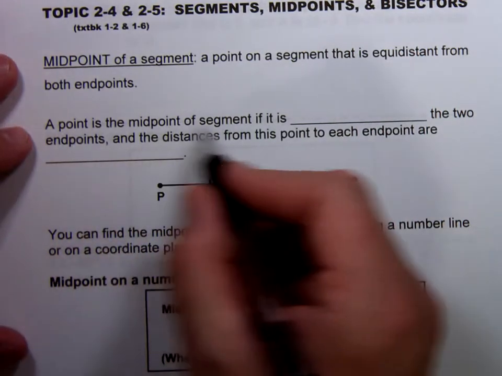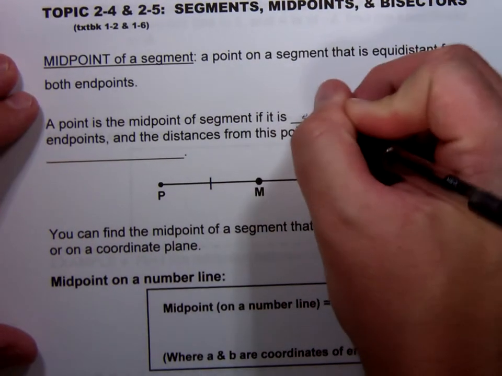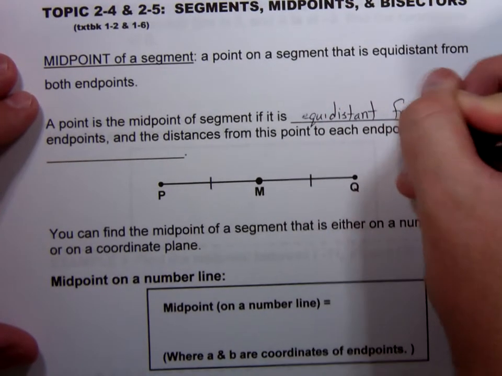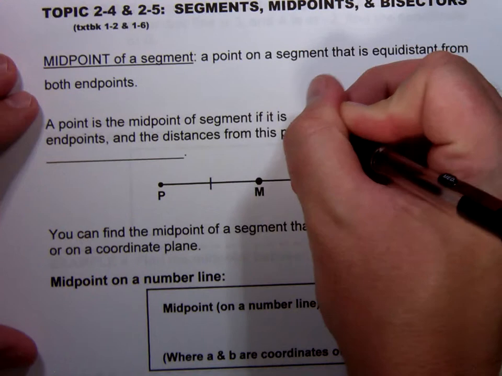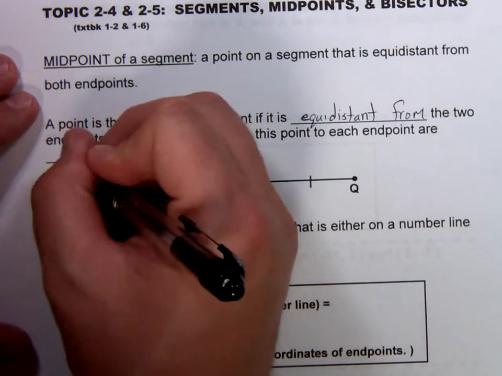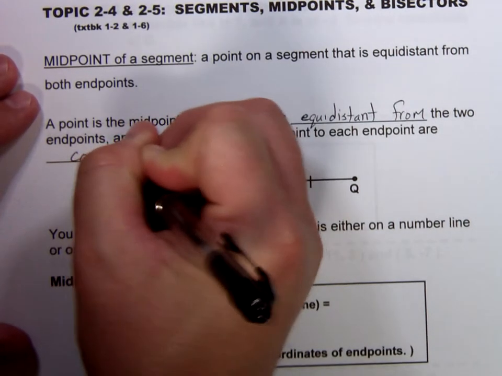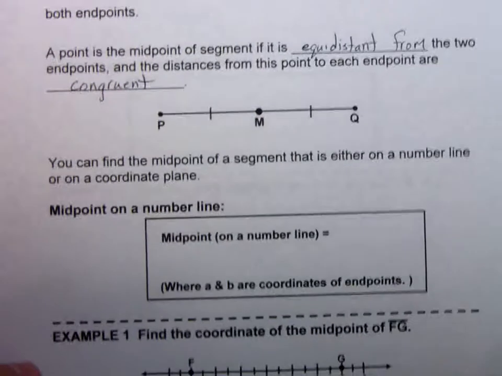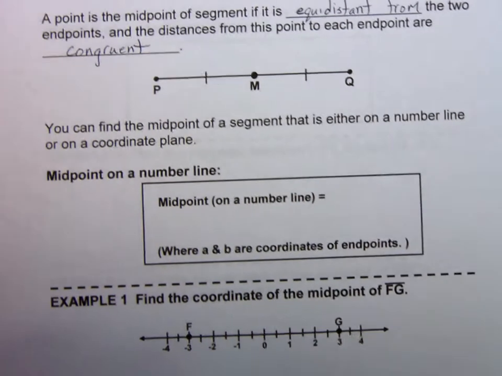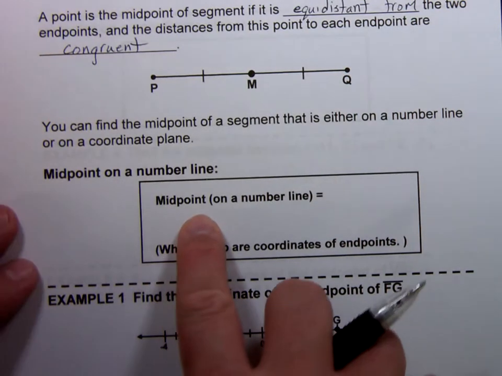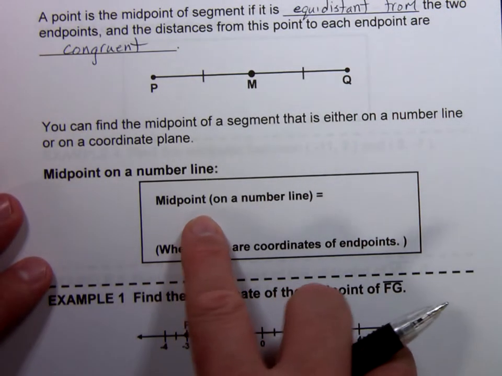A point is the midpoint of a segment if it is equidistant from the two endpoints. And the distances from this point to each endpoint are congruent. So basically that statement is repeating the same thing two different ways, just using different vocabulary and saying basically what I already told you. You can find the midpoint of a segment that is either on a number line or on a coordinate plane. Here is how we would find the midpoint of a segment on a number line.